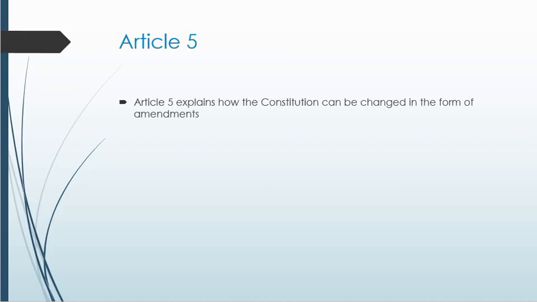Now, Article 5 of the Constitution explains how the Constitution can be changed in the form of amendments. The Constitution is what's considered a living document. It can be changed over the course of time, and the way it's changed is by amending it, making those changes in the form of amendments. Over the years, we've only had 27 amendments, and 10 of those came shortly after the Constitution was created, and that's what's known as the Bill of Rights.